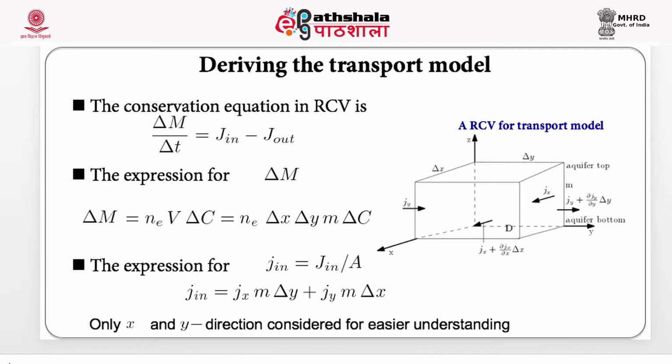Also, we can do it in the other spatial direction. That is, we can find the inlet Jy times the facing area, that is M times delta X. In this transport model, we are only considering two spatial directions for simplicity. Now we have J in. Let us try to find J out.